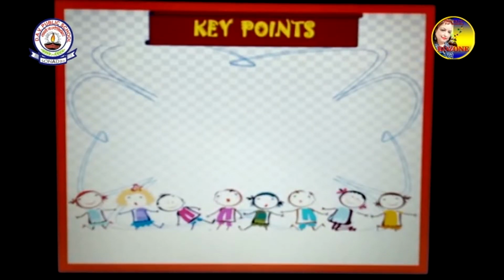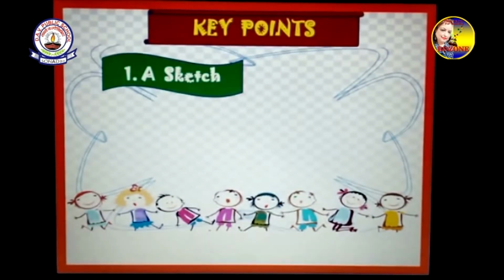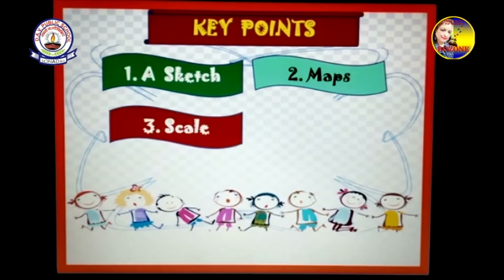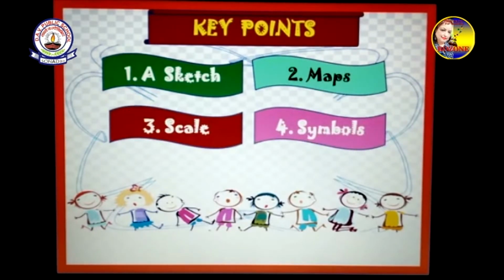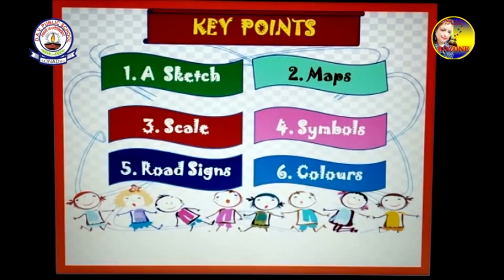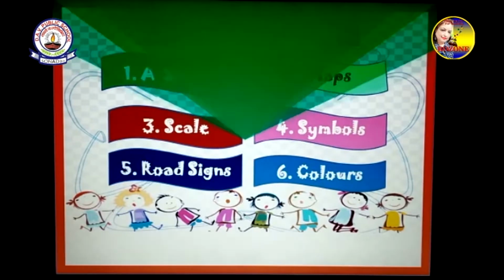Key points in the lesson: a sketch, maps, scale, symbols, road signs, colors. So these are the things that you are going to see in this lesson.